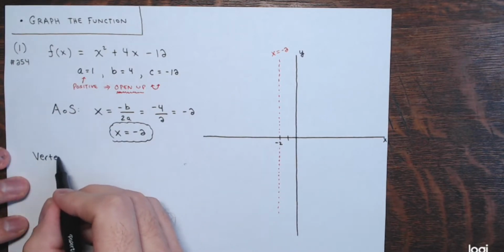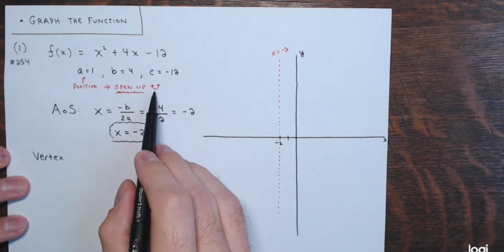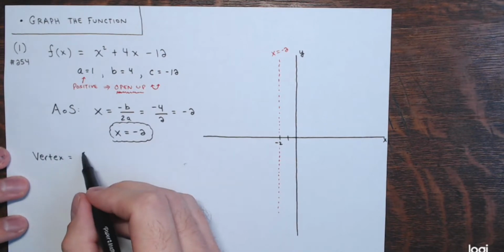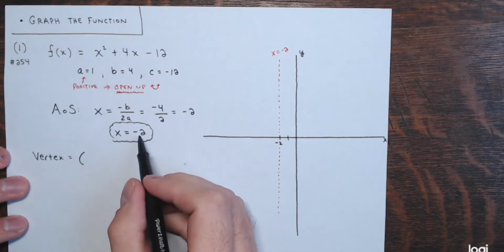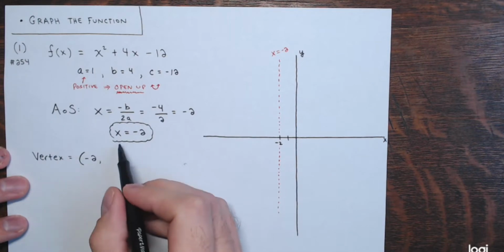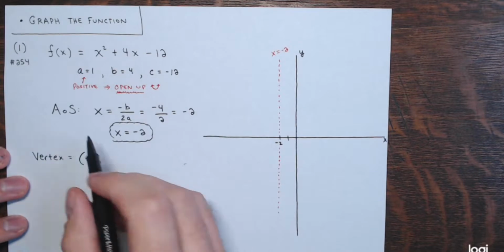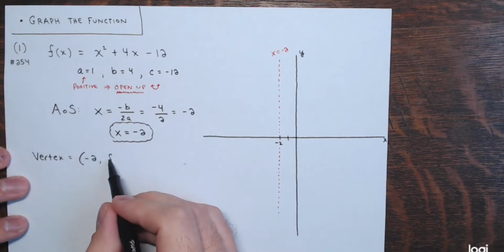Find that vertex, which, if this is opening up like it should, is going to be the lowest point of the parabola. So the x-coordinate of the vertex is negative 2. You get that from the axis of symmetry. And then the y-coordinate would be, what's f of negative 2?